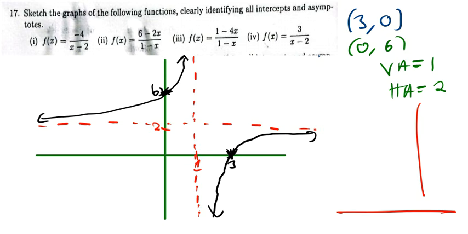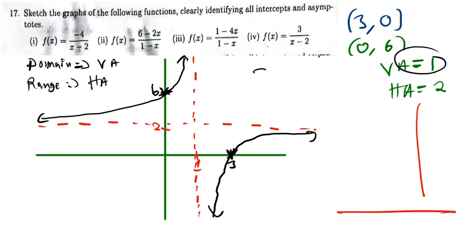Okay, so I said the domain is the same as the vertical asymptote. The range is the same as the horizontal asymptote. So if you have been asked to find the domain, you just say x will not be equal to 1. If you're finding the range, y is not equal to the horizontal asymptote, which is 2. So the domain is the vertical asymptote. The range is the horizontal asymptote. Is that okay?